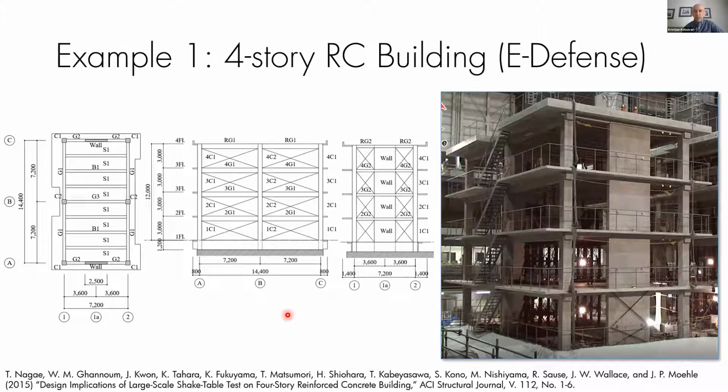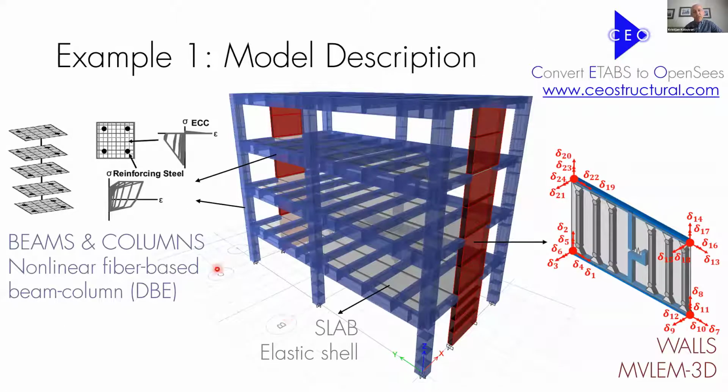So we did model the whole building. I'm going to focus here more on the wall direction. The way we model this building, we actually have a little pre-processing tool called Convert ETABS to OpenSees. So we make our models in ETABS, and we have a single click type of tool that converts it to OpenSees. And you can see different types of elements that we are using here. We're using the MVLEM 3D for the walls, and we use nonlinear beams and columns, and elastic shell elements for the slab.